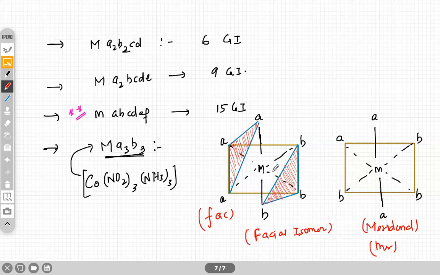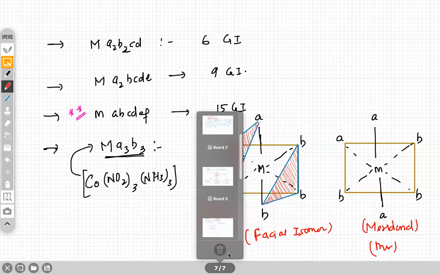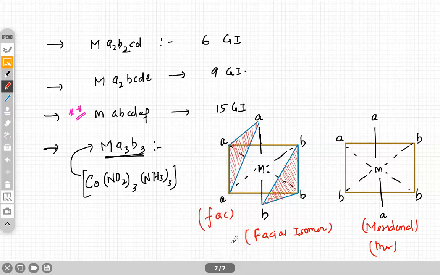Sir, how do we write cis or trans for the others before this? For which one? For any of the others, like trans A3, B2C or something. I'll tell you. I'll go to the beginning. So one second. So I just copy this. Cis and trans, we just see the identical ligand and their position. I'll explain you one or two examples. Okay, sir. Thank you, sir.